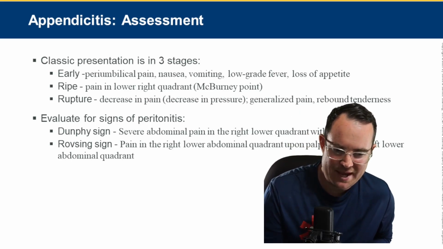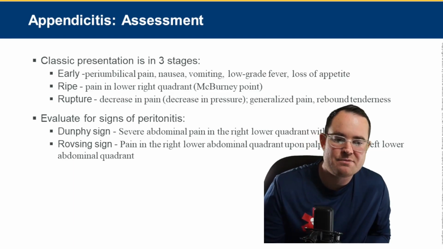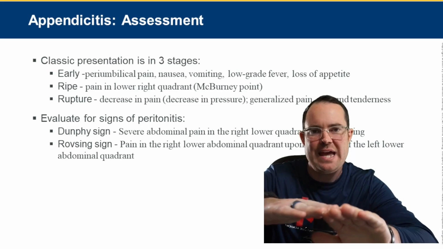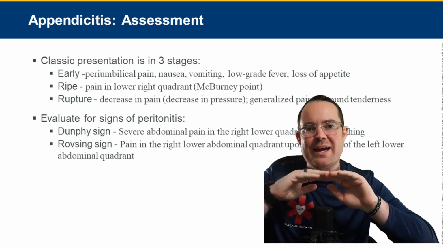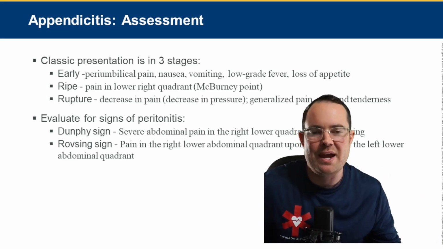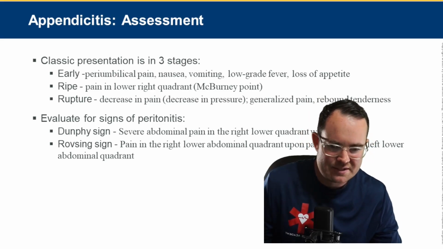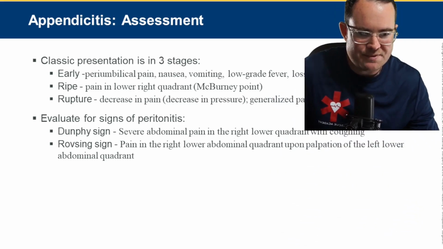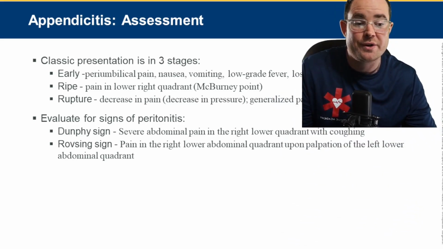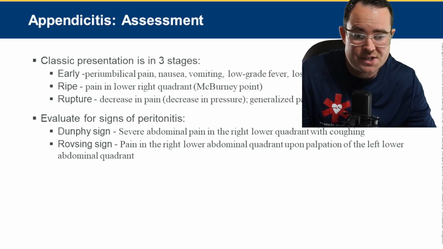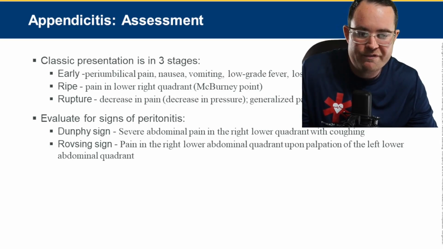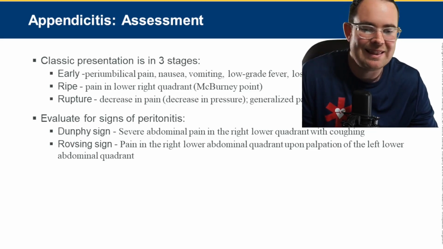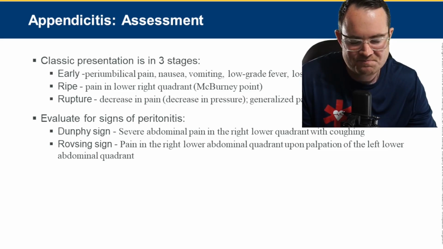Rupture: decrease in pain, decrease in pressure, generalized pain, and rebound tenderness. Now, rebound tenderness just means that I apply pressure to the abdomen, and then when I release my hands, the patient experiences pain. That is rebound tenderness. Let's take a look at Dunphy sign. Dunphy sign is severe abdominal pain in the right lower quadrant when coughing. And Rovsing sign is pain in the right lower quadrant upon palpation of the left abdominal quadrant.